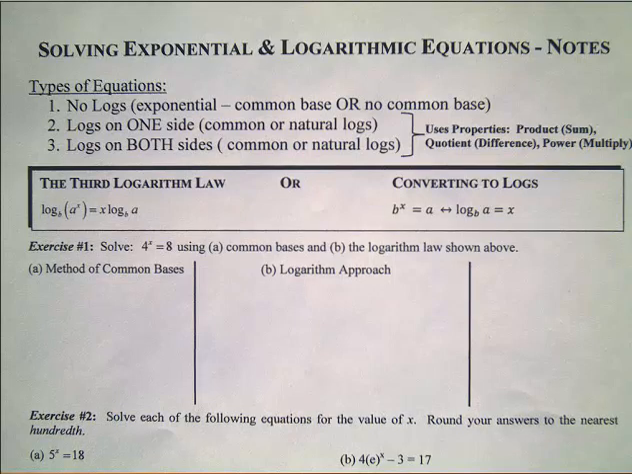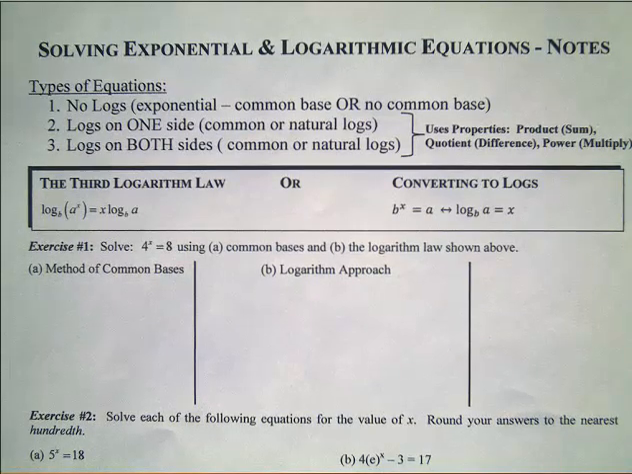And in both 2 and 3, we need to make sure we use our properties to combine the logs so that there's only one log either on one side, and then there's a constant on the other side, or in number 3, there's one single log on each side. And we do that by using our properties.